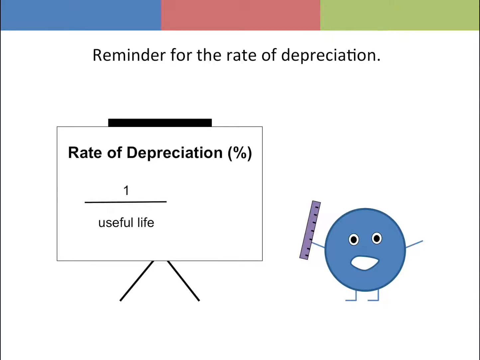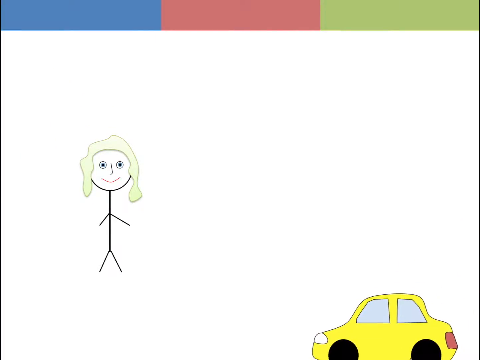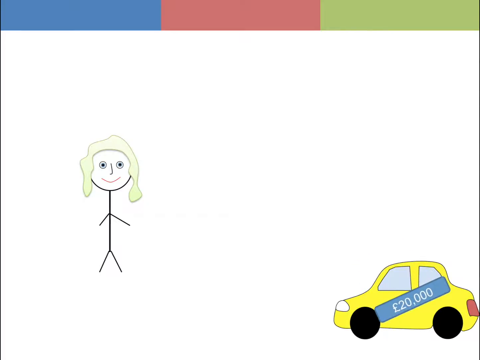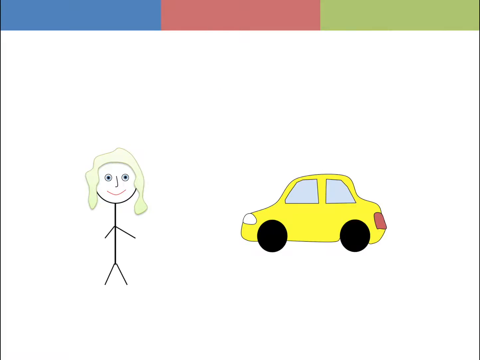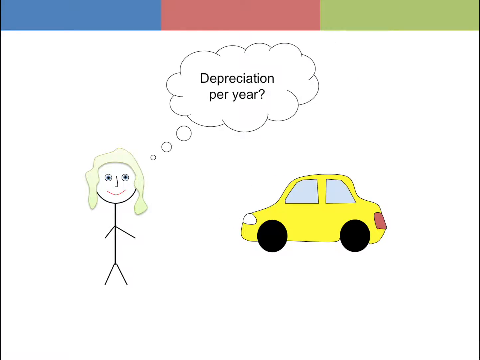Now let's have a look at this with an example. Casey, a taxi cab owner, bought a new car for £20,000. She expects the car to have a useful life of 3 years, after which she will upgrade the car, and she assumes that after the 3-year period she will be able to sell the car for £7,500. What will Casey's charge per year for depreciation to the new car be if she uses the reducing balance method?